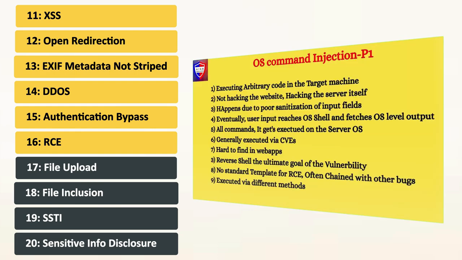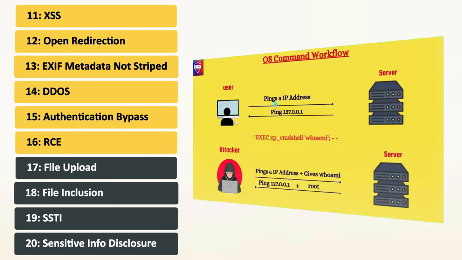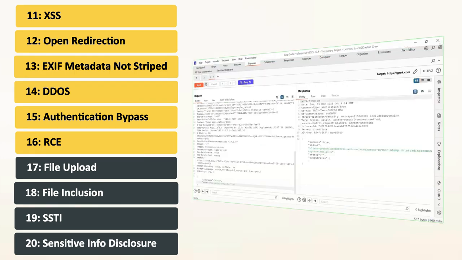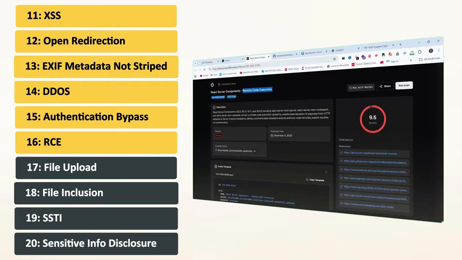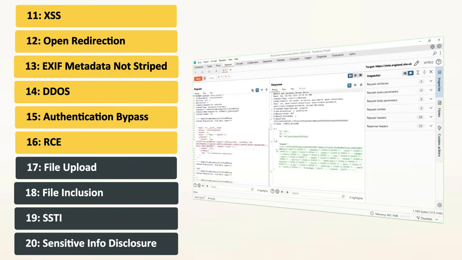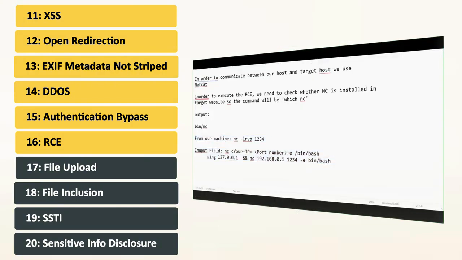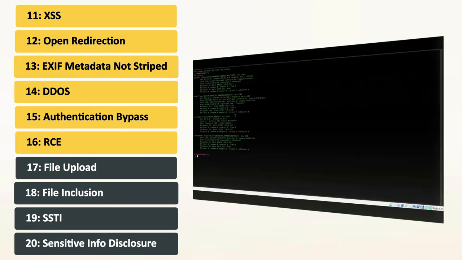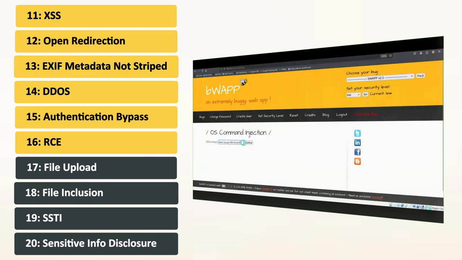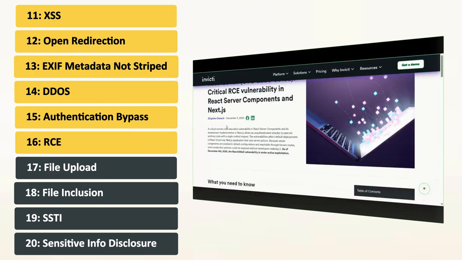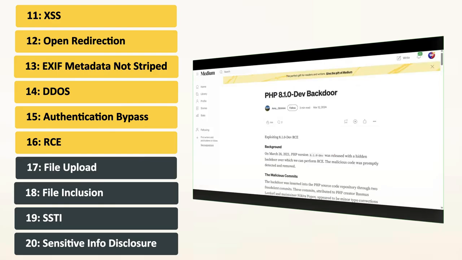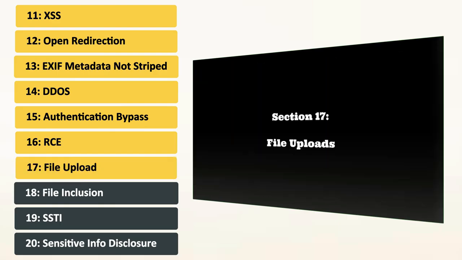Section 16 will be remote code execution. So here we'll be understanding how remote code execution works and different types of exploitation, how you can exploit this remote code execution. And followed by that, we'll be looking into OS command injection on remote code execution, and we'll also be doing live hunting of remote code execution via OS command injection, AI command injection, hunting with CVEs on live websites.